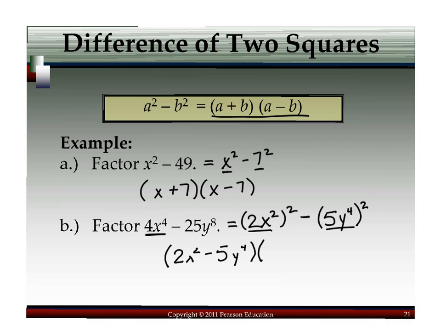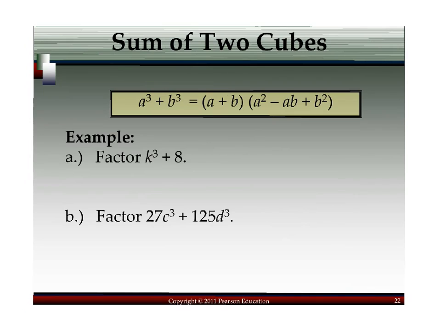And the same thing except plus. So 2x squared plus 5y to the 4th. And we're done. All I have for you now is just a couple more things.